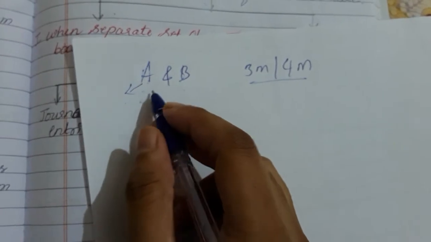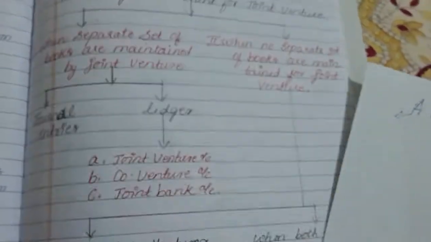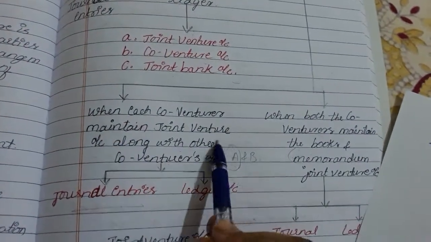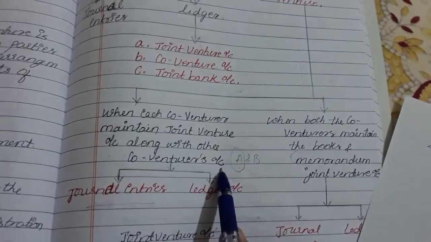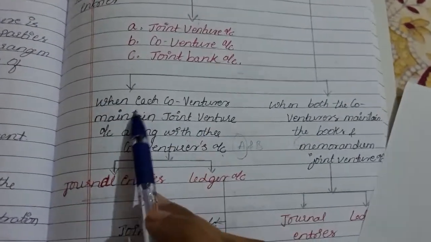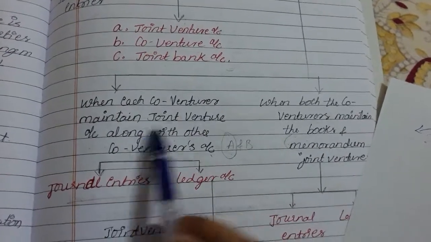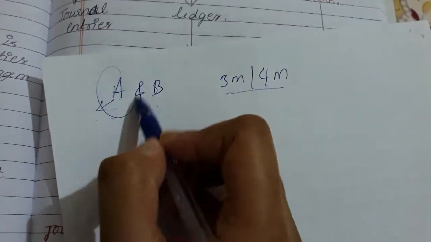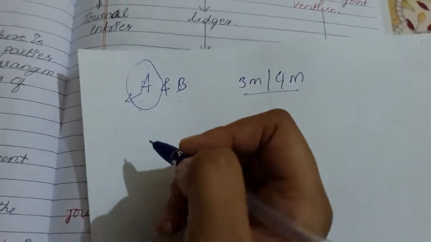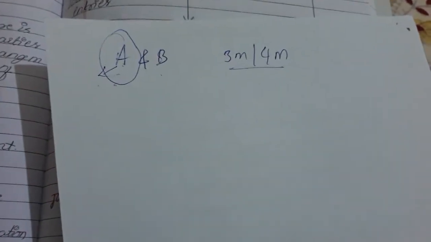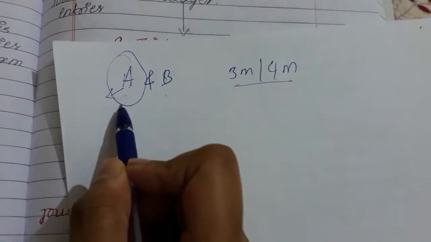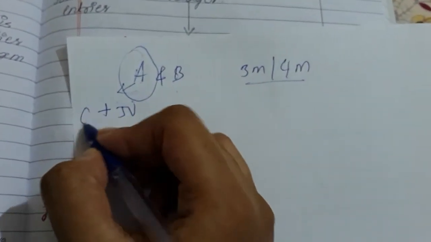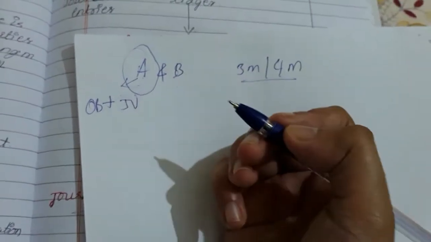Here we have two cases. The first case is when each co-venturer maintains the joint venture account along with the other co-venturers' account. For example, A will maintain the books of accounts for his own permanent business, plus he will also maintain the books of account for the joint venture.